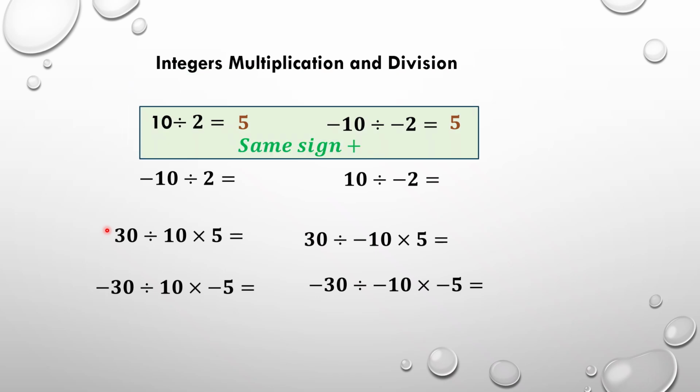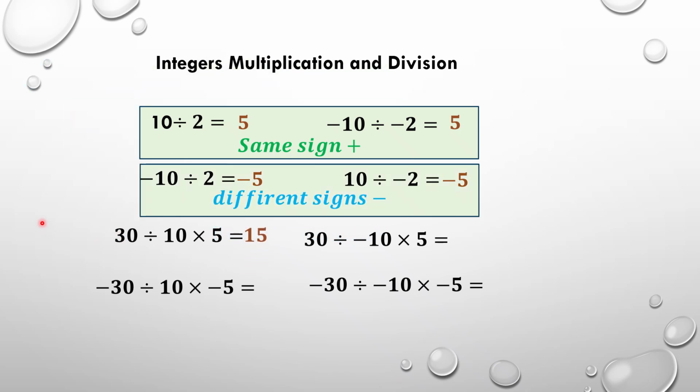Now let's look at the next one. Negative 10 divided by 2, different signs, it's negative 5. 10 divided by negative 2, different signs, negative 5. Now 30 divided by 10 is 3. 3 times 5 is 15. They are all positive, so the answer is positive. Now 30 divided by negative 10 is negative 3 times 5 is negative 15.